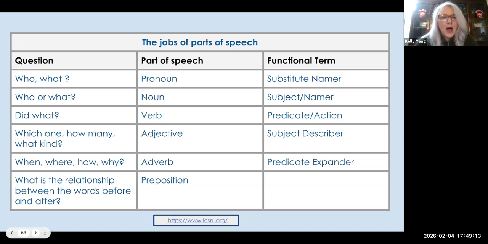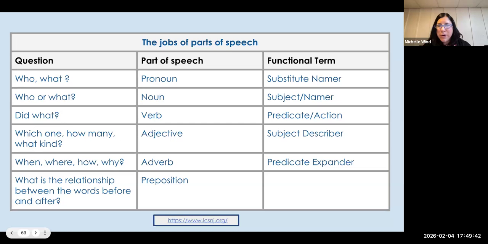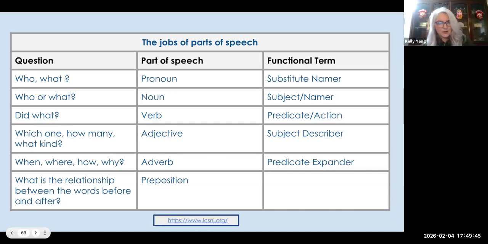So this is a slide to show you briefly the parts of speech formally and what we would call them in a functional term. When I teach syntax, yes, I teach them pronoun, noun, verb, adjective, but we're really focusing on the function in the sentence. A pronoun becomes a substitute namer. Your noun, we'll show examples of this. Your verb is your predicate. Your adjective is a subject describer. And some of your clauses or adverbs are going to expand your predicate, so they're a predicate expander.